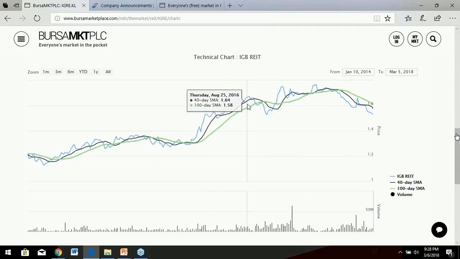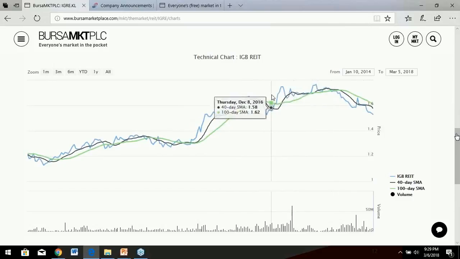Usually, no technical tools in the whole wide world, not from Bursa Marketplace, not even from anybody, can give you 100% pure accuracy kind of indication. It's not a fail-proof thing. But it's a good guide.